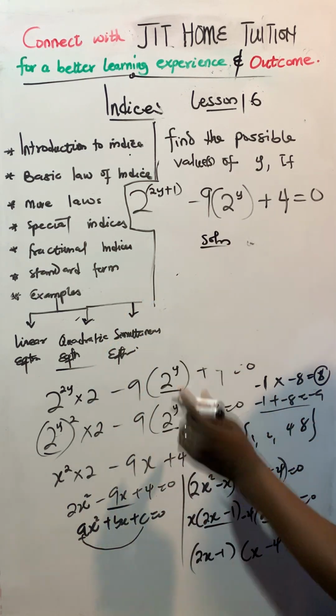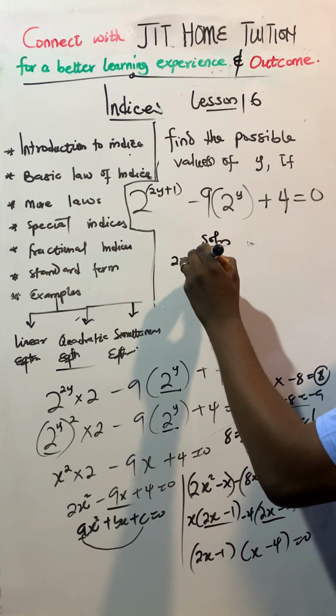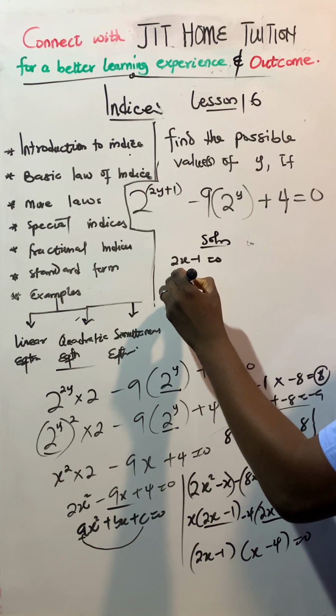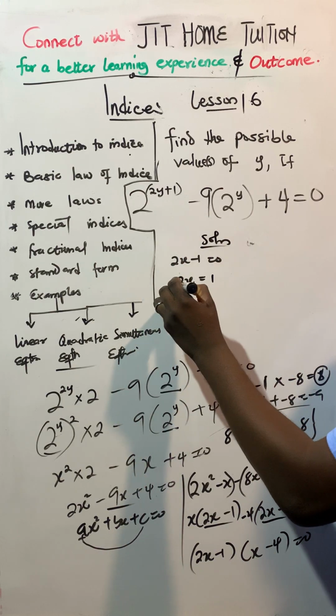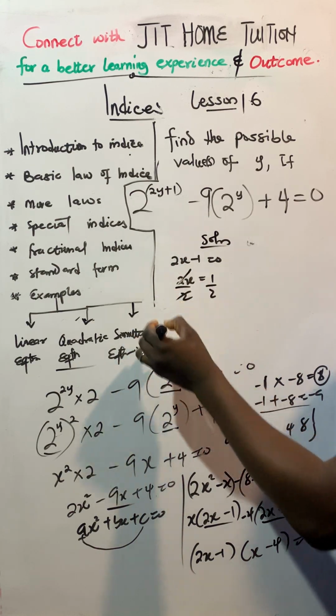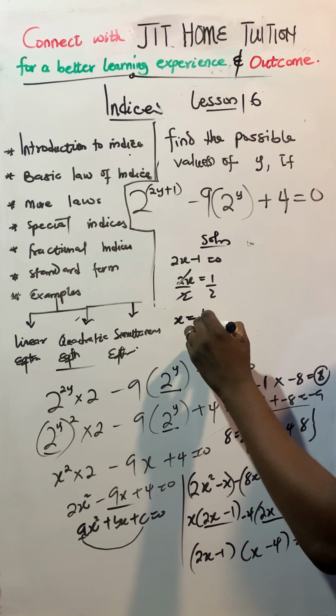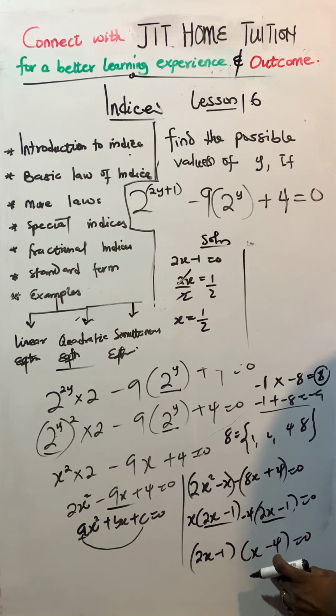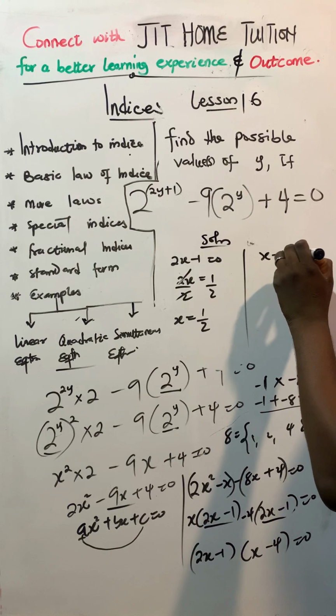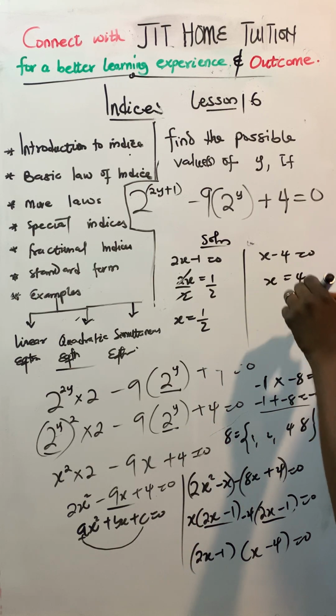So you pick one of them, which is 2x minus 1 equal to 0. You have 2x equal to 1. You divide both sides by the coefficient of x, which is 2. So you have x to be equal to what? 1 over 2. Then you bring this one, x minus 4 equal to 0. x will give you 4.